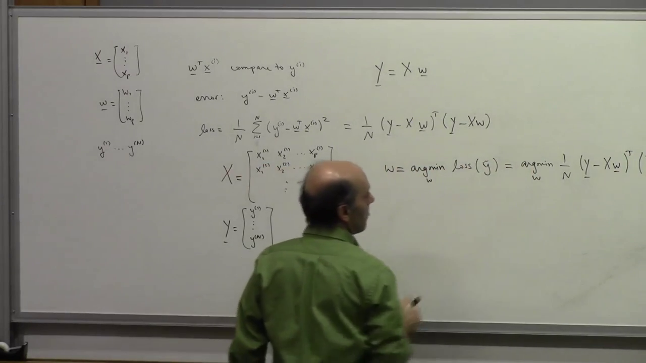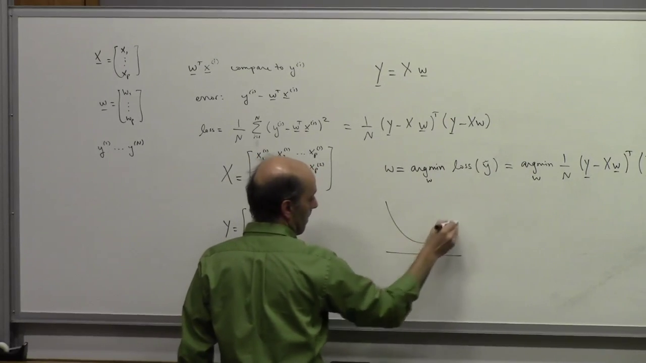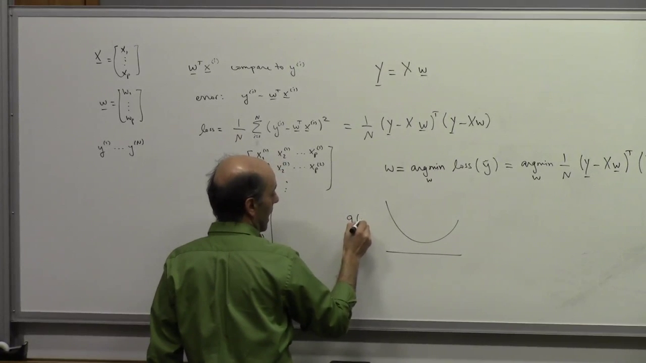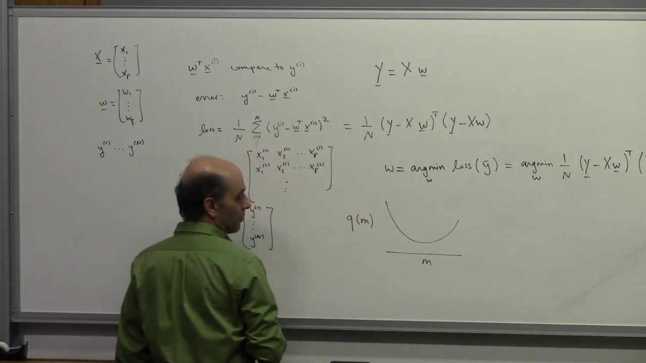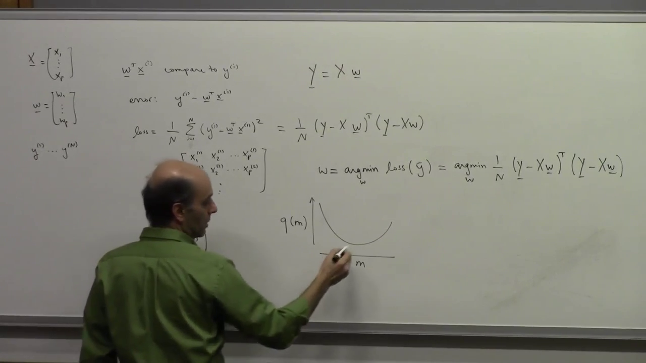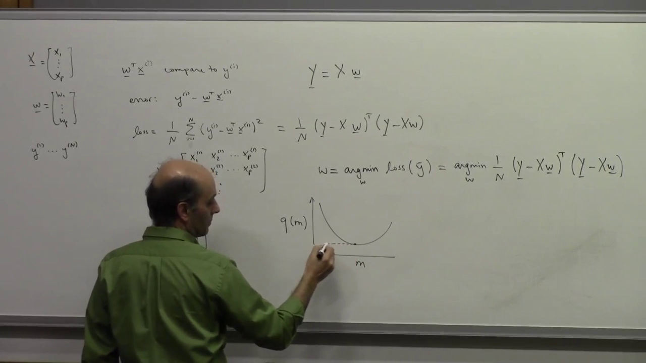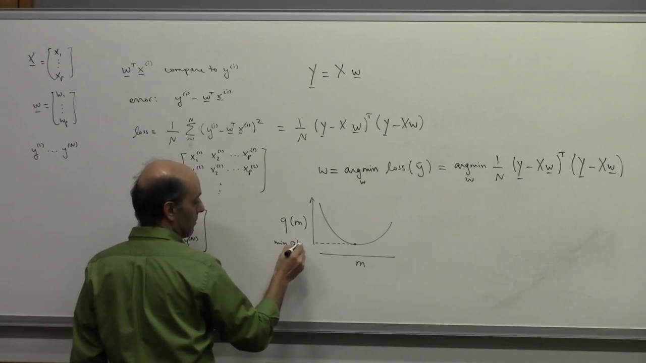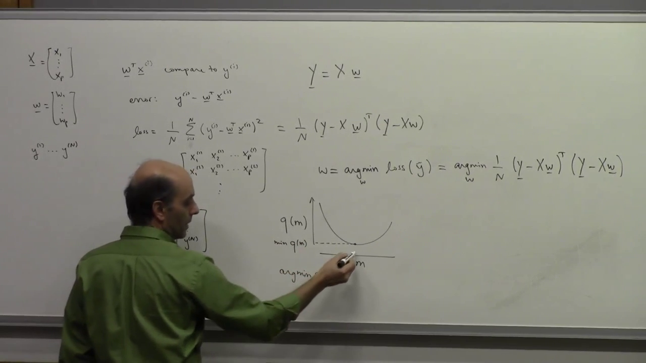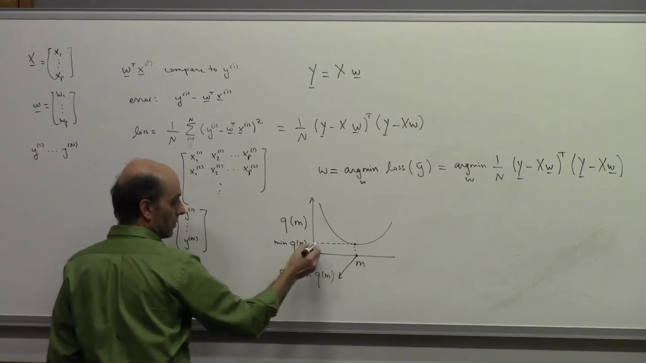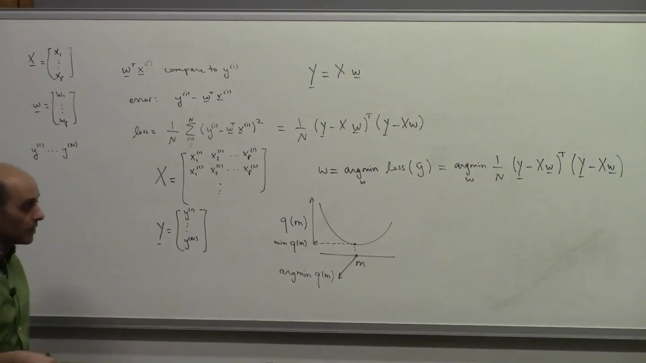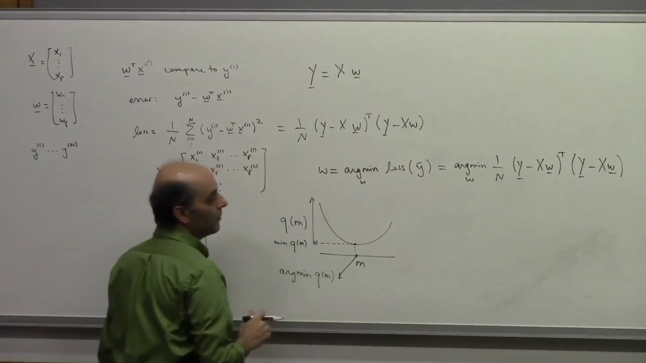and what does argmin mean? Well, you know what min is. So if I have a function like this, let's call it q of m, m is the variable that I'm plotting here, and q is my function. When I say the minimum of that function, this is the minimum of the function. So this is the minimum of q of m. When I say argmin of q of m, what I mean is this value. So the m that minimizes the function is the argmin.